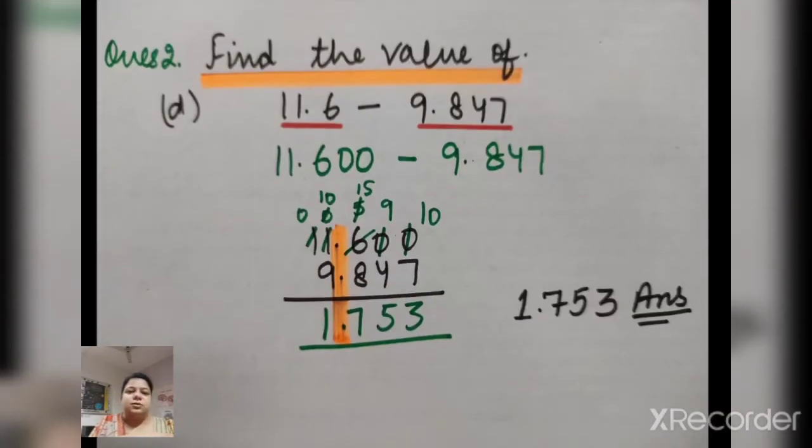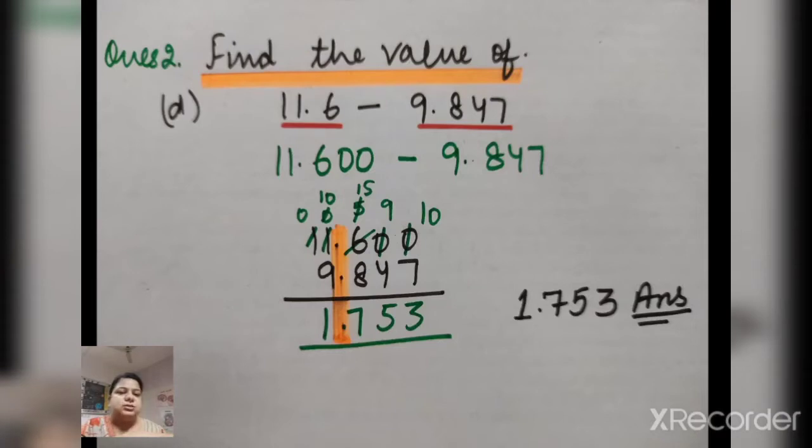Now I have taken question number 2D part. It says 11.6 minus 9.847. So it is not saying from. Okay, this is simply an expression that is given. So obviously, first of all, you will convert both of them into like decimals.